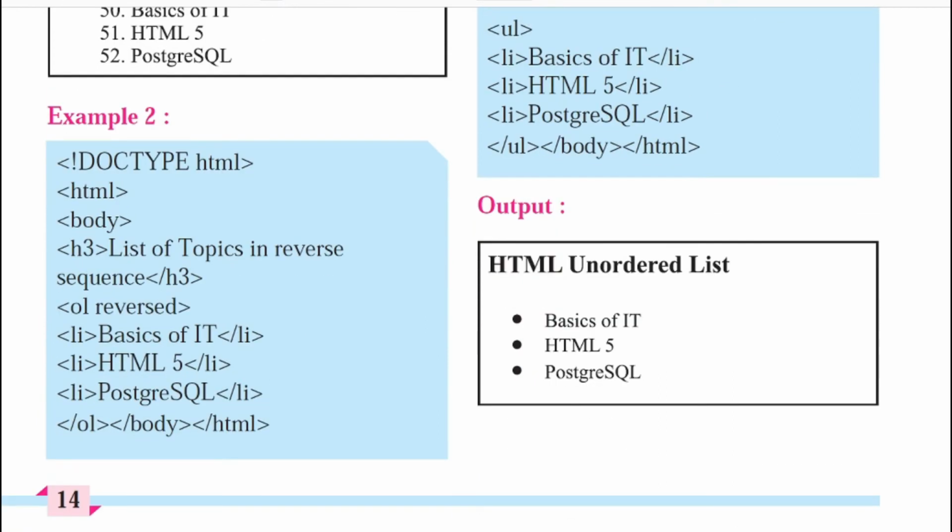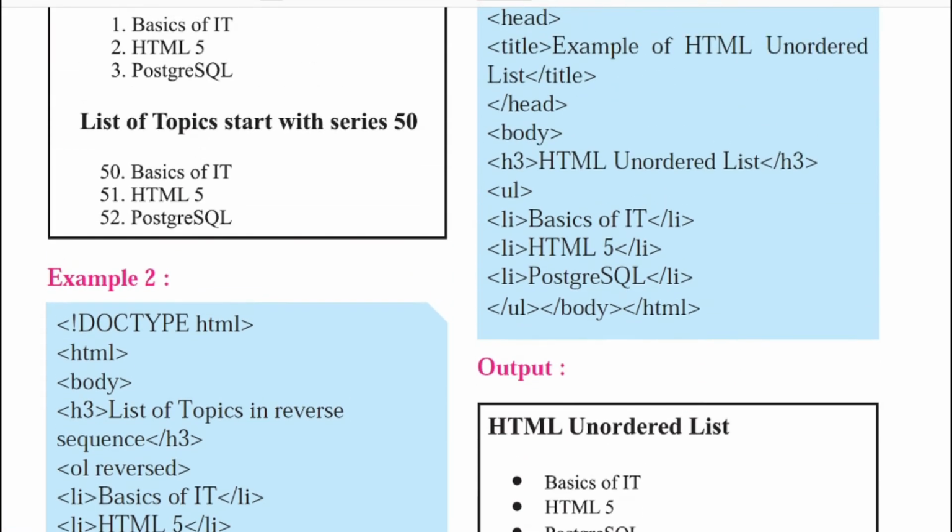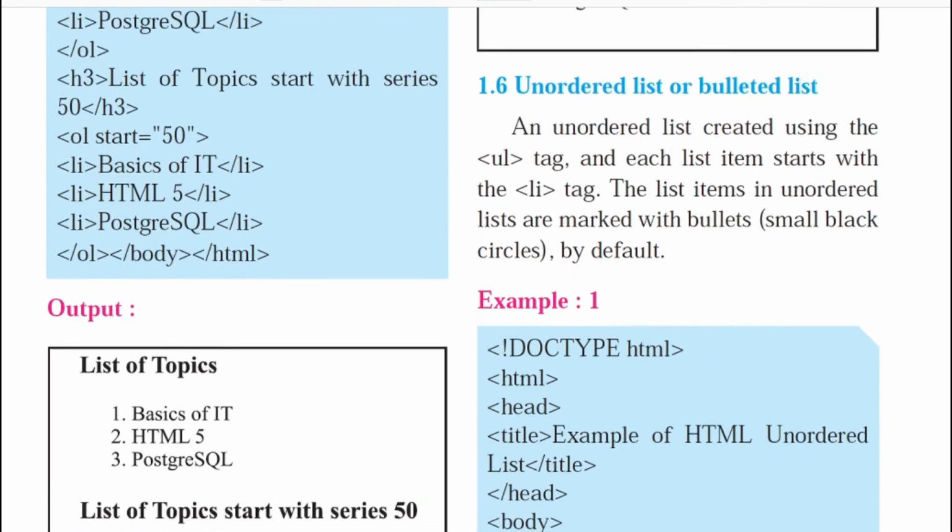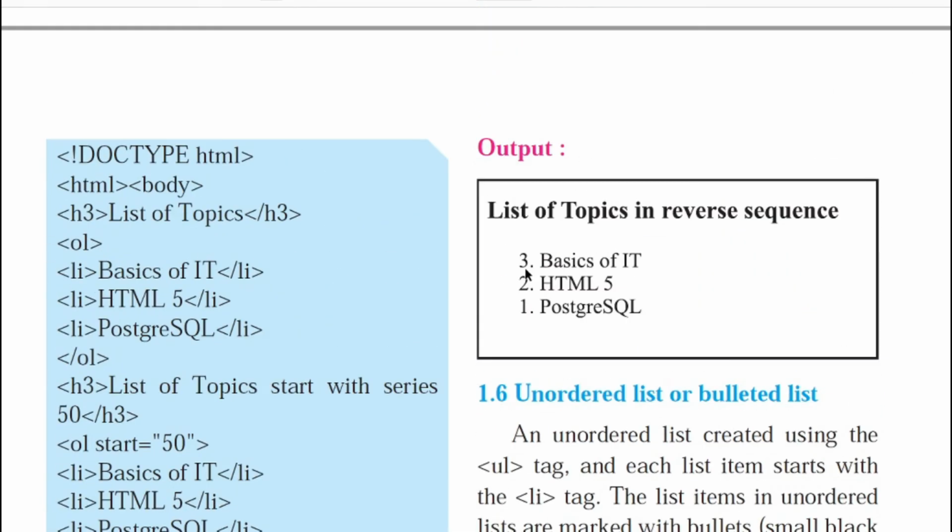Here is example number 2, where we have used the reversed attribute. Here you can see, my dear students, OL reversed, and then we have put the related topics which we wanted under the LI segment. Here you can see the output as 3, 2, 1 in the reversed order. So in this way, an ordered list can be created very easily.